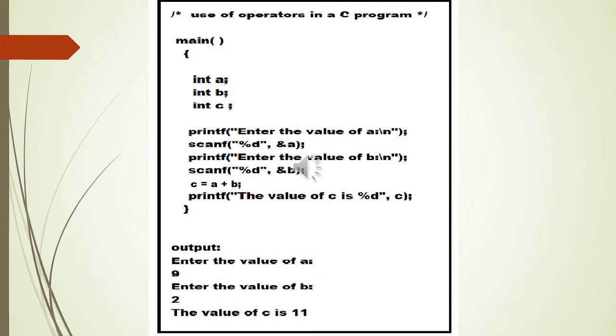This is a simple program in which use of operators is there. For example, a, b, c are three integer values, of type integer. We are asking what is the value of a, what is the value of b, then c is equal to a plus b, which is also integer type. We are getting the result as integer. Every time you enter a new value for a and b, you get a new result.